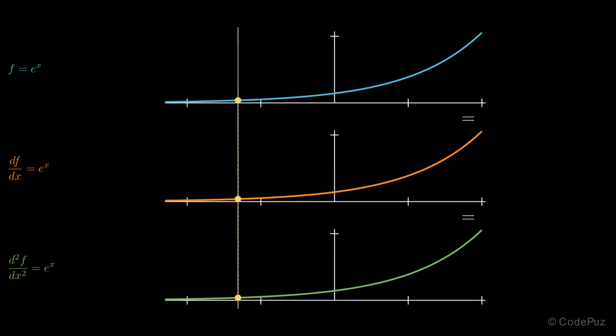Sweep the scan line across, and the 3 dots never break rank. At every value of x, the curve, its slope, and the slope of its slope all read the same height. Nothing to solve here. Just a curve perfectly in step with itself.